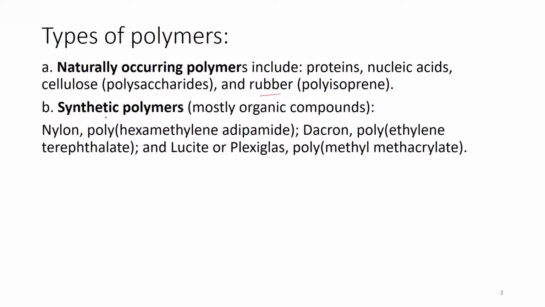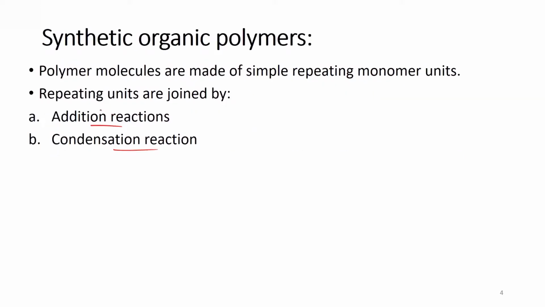Synthetic polymers are usually made out of organic compounds such as nylon, Dacron, or different types of organic synthetic polymers. Now, the synthetic organic polymers we can prepare using addition reactions or condensation reactions. I will talk briefly today about addition reactions. In the next videos, we will talk about each reaction in detail.